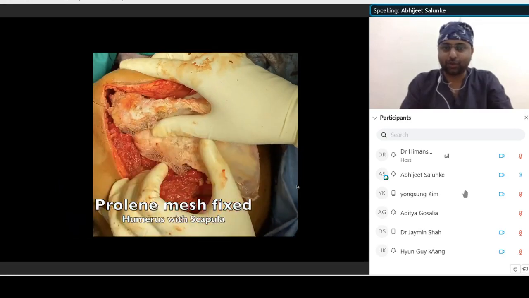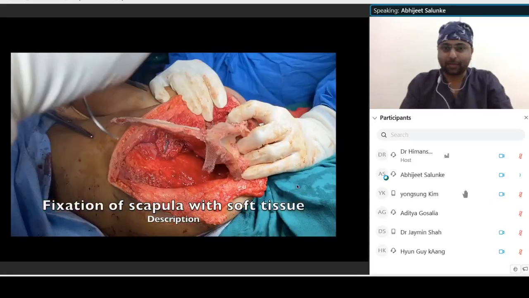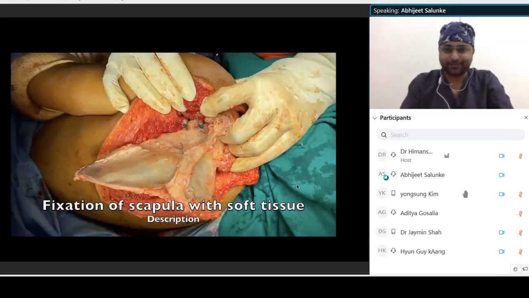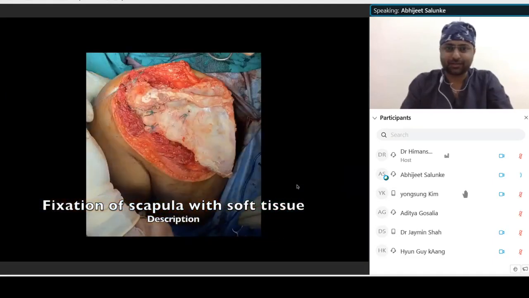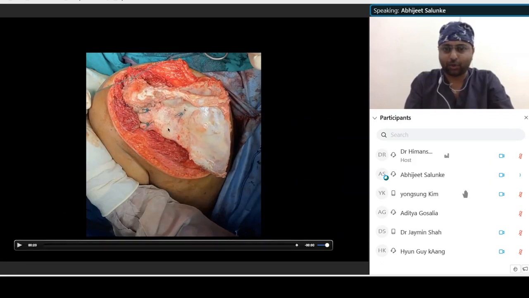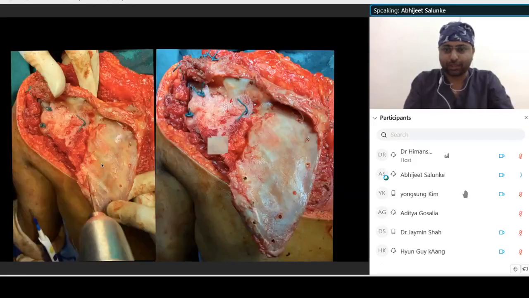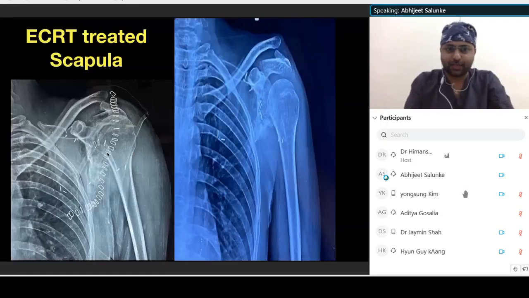We had made multiple holes into the scapula bone so that we can anchor the muscles. So this is how soft tissue is attached. And we made multiple holes into the scapula here. You can appreciate here that multiple holes are made into the scapula so that the adjacent soft tissue can be attached to prevent winging of the scapula, because very minimal soft tissue is there. So this was her immediate post-op x-ray and this is her follow-up x-ray.